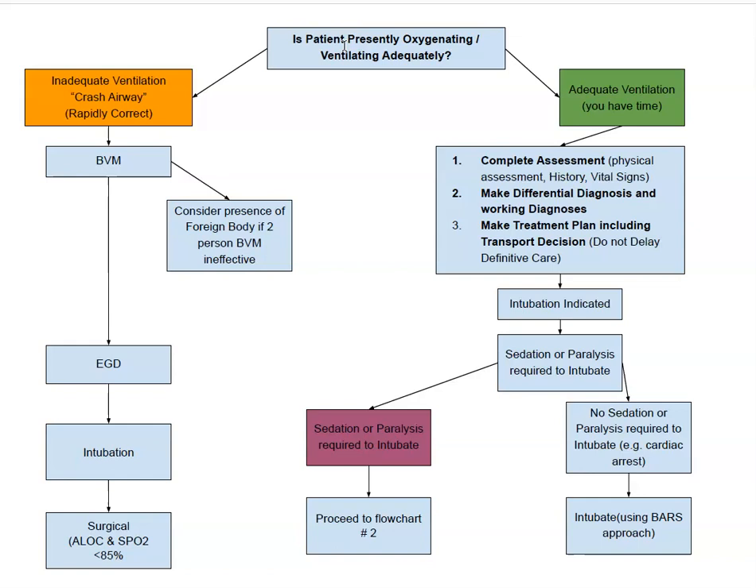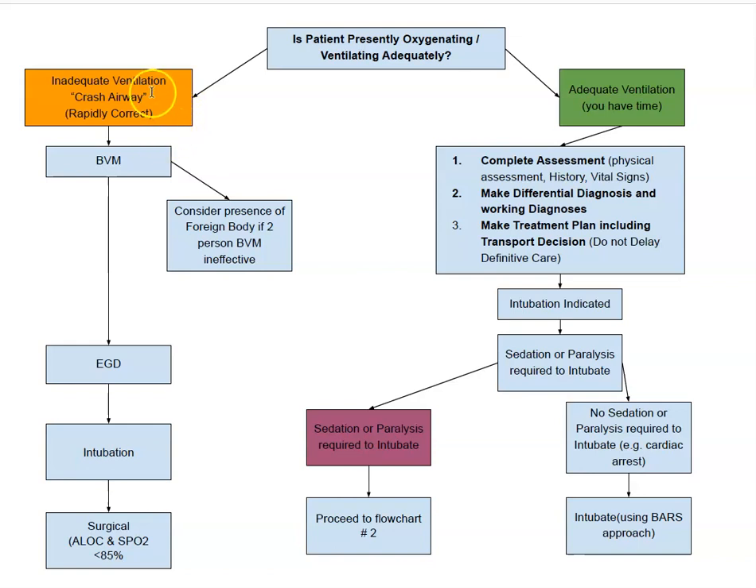Is the patient presently oxygenating and ventilating adequately? If not, then we're going to head over to this orange side, which says inadequate ventilation. Crash airway is sometimes what this is called, and we need to rapidly correct this, presumably if we don't have adequate oxygenation and ventilation, a cyanotic patient that's peri-arrest, if not into cardiac arrest.